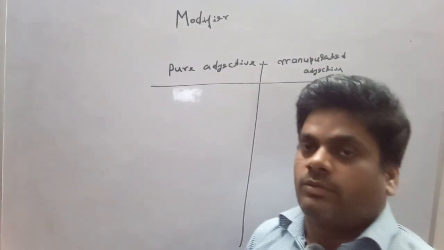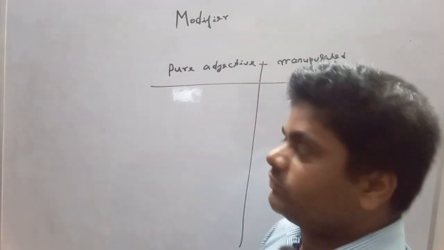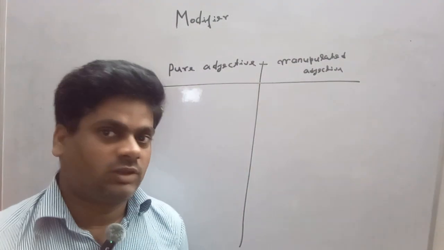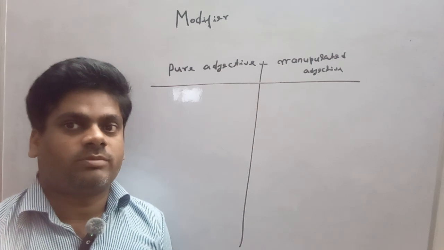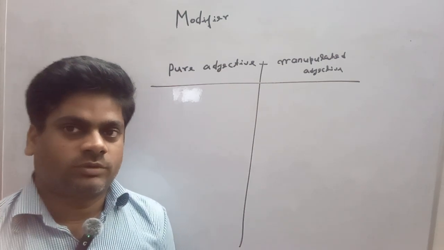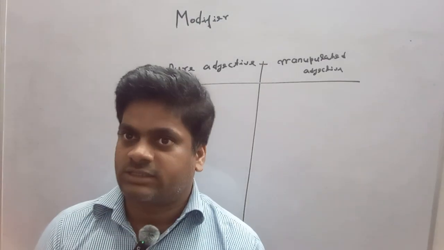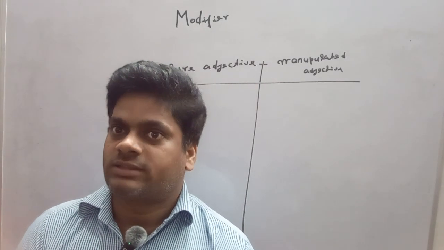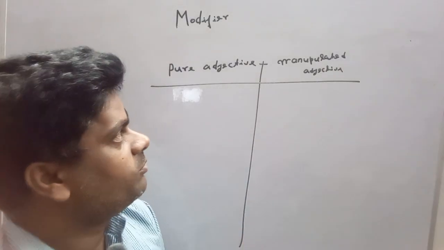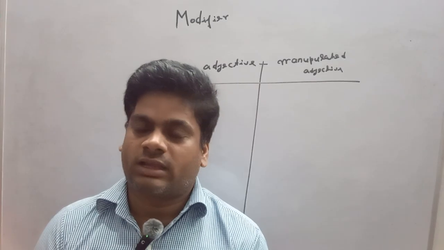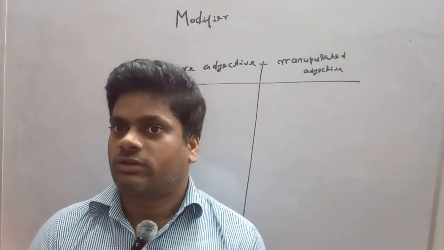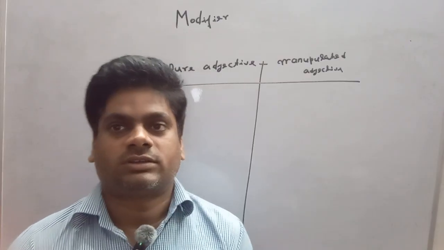So guys, here in case of modifiers, we want to focus on pure adjectives and manipulated adjectives. What is the difference between pure adjectives and manipulated adjectives? Pure adjectives are those adjectives which can work as an adjective being separated from the structure of a sentence. But manipulated adjectives cannot work as an adjective keeping themselves out from the structure of a sentence.